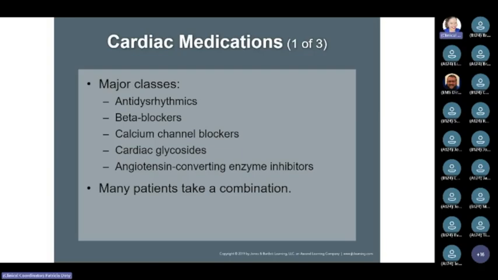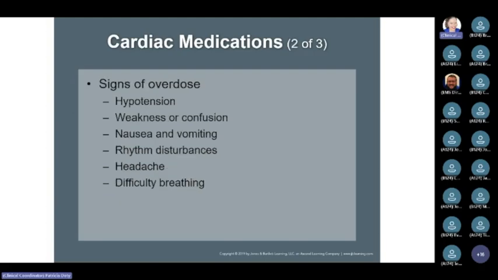Okay, so let's go over cardiac medications. Now, there's a ton of them. You have your antiarrhythmics, beta blockers, calcium channel blockers, and you guys can read about the rest of these, all right? Some of these overdoses are going to be accidental for the most part. What are some of the signs and symptoms of overdoses? We're going to have our hypotension. They're going to be confused. They're going to be weak. Nausea, vomiting, rhythm disturbances are the biggest ones.